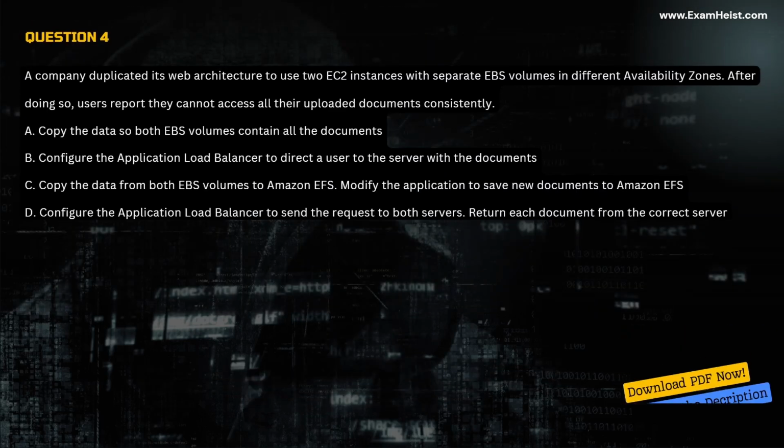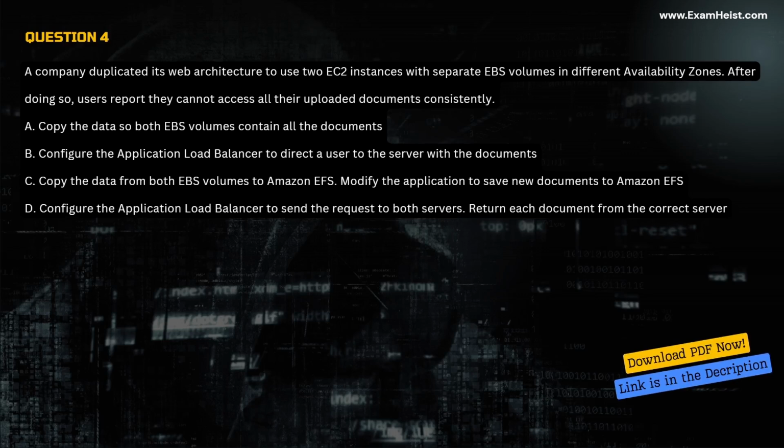Question 4. A company duplicated its web architecture to use two EC2 instances with separate EBS volumes in different availability zones. After doing so, users report they cannot access all their uploaded documents consistently. A. Copy the data so both EBS volumes contain all the documents. B. Configure the application load balancer to direct a user to the server with the documents.